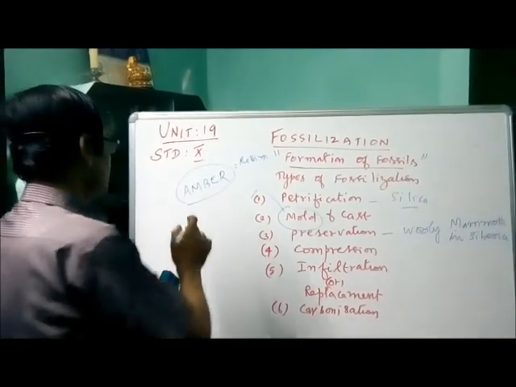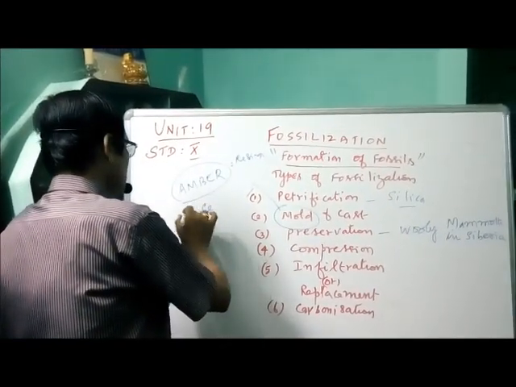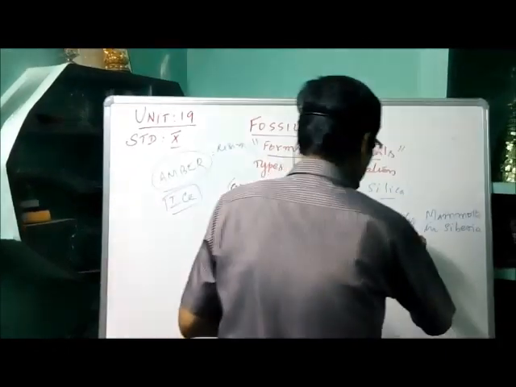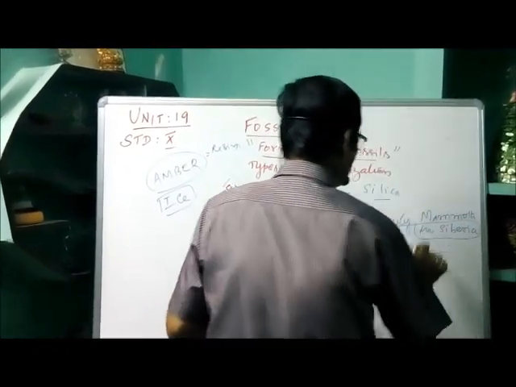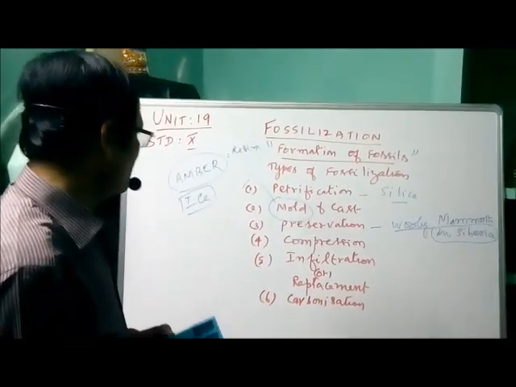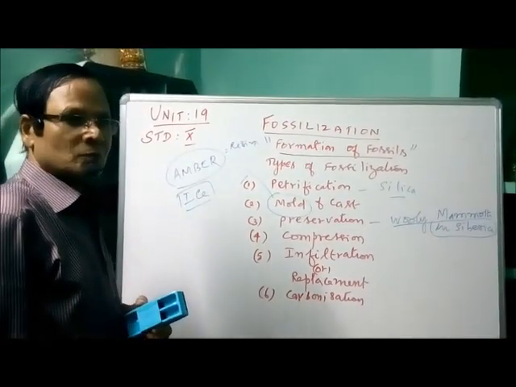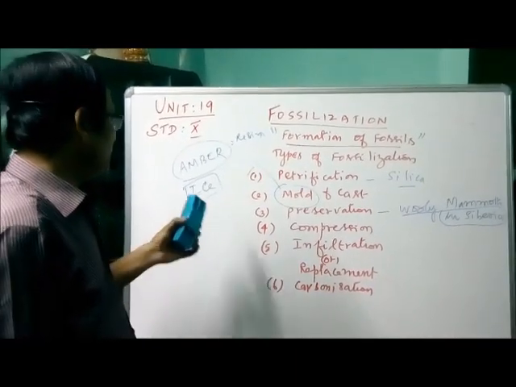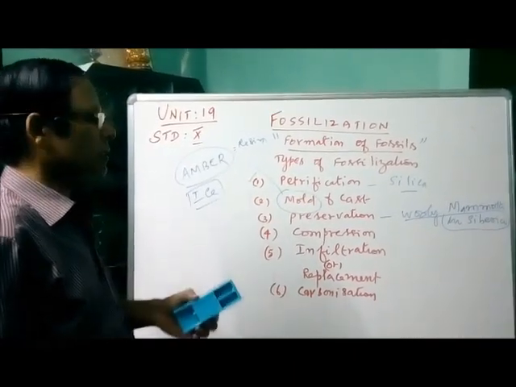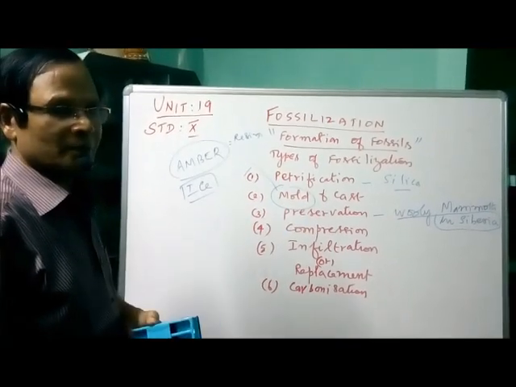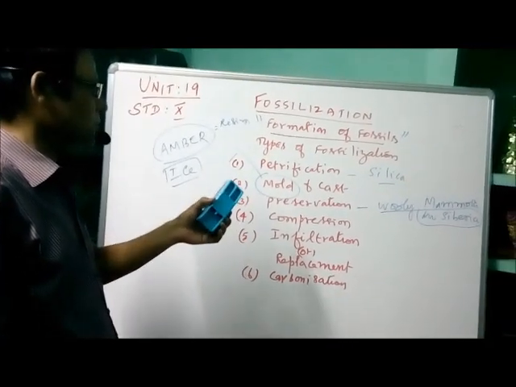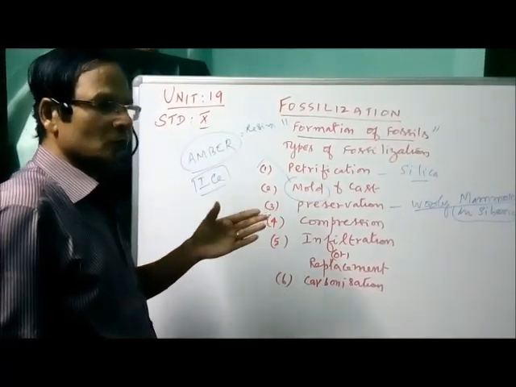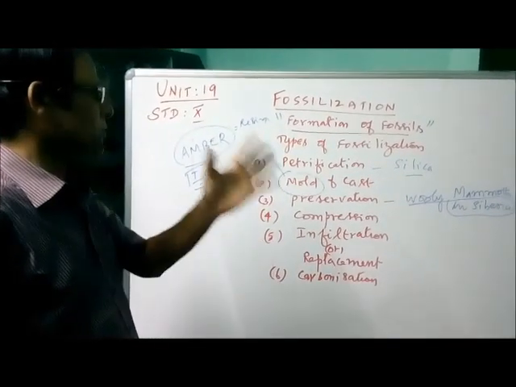Another one, ice. One example is a woolly mammoth in Siberia. You know Siberia is a place always covered with snow. An elephant which lived more than 20,000 years back was recovered from Siberia without any decay or damage. It's also an example of preservation of actual remains. So in preservation, the original body of an organism is preserved.